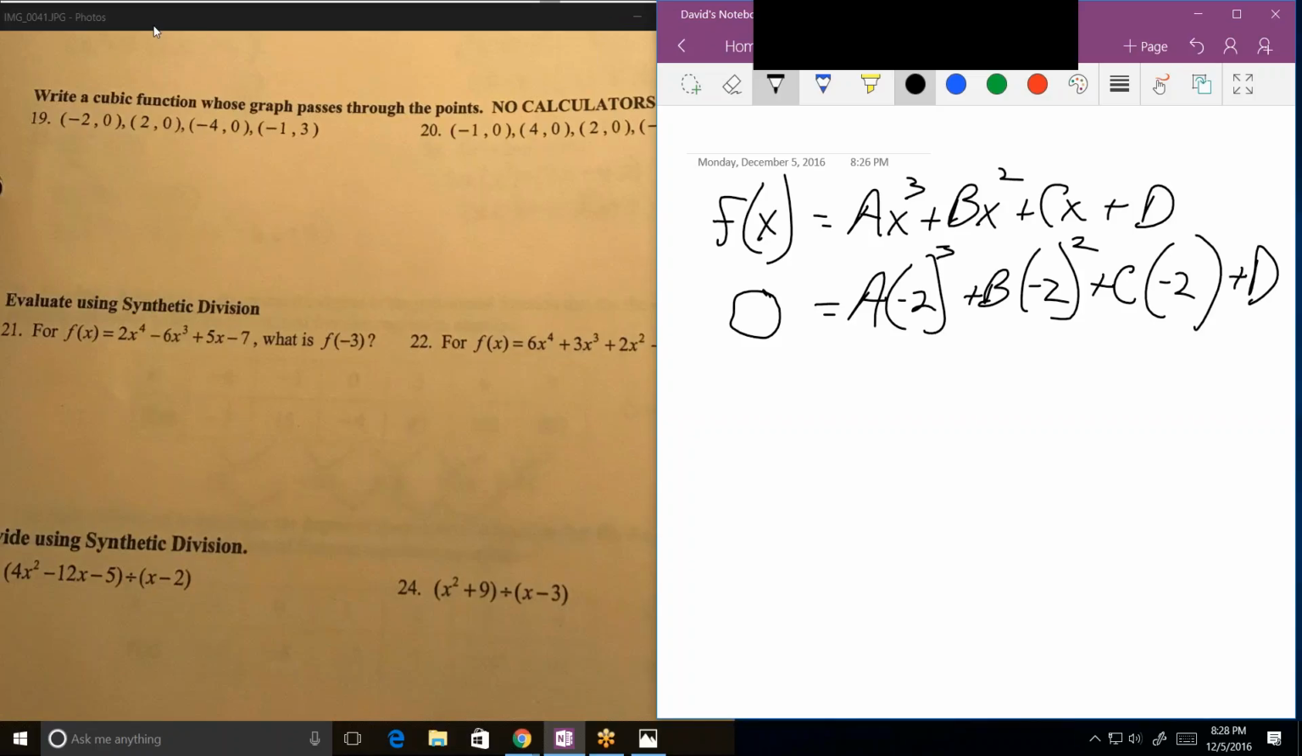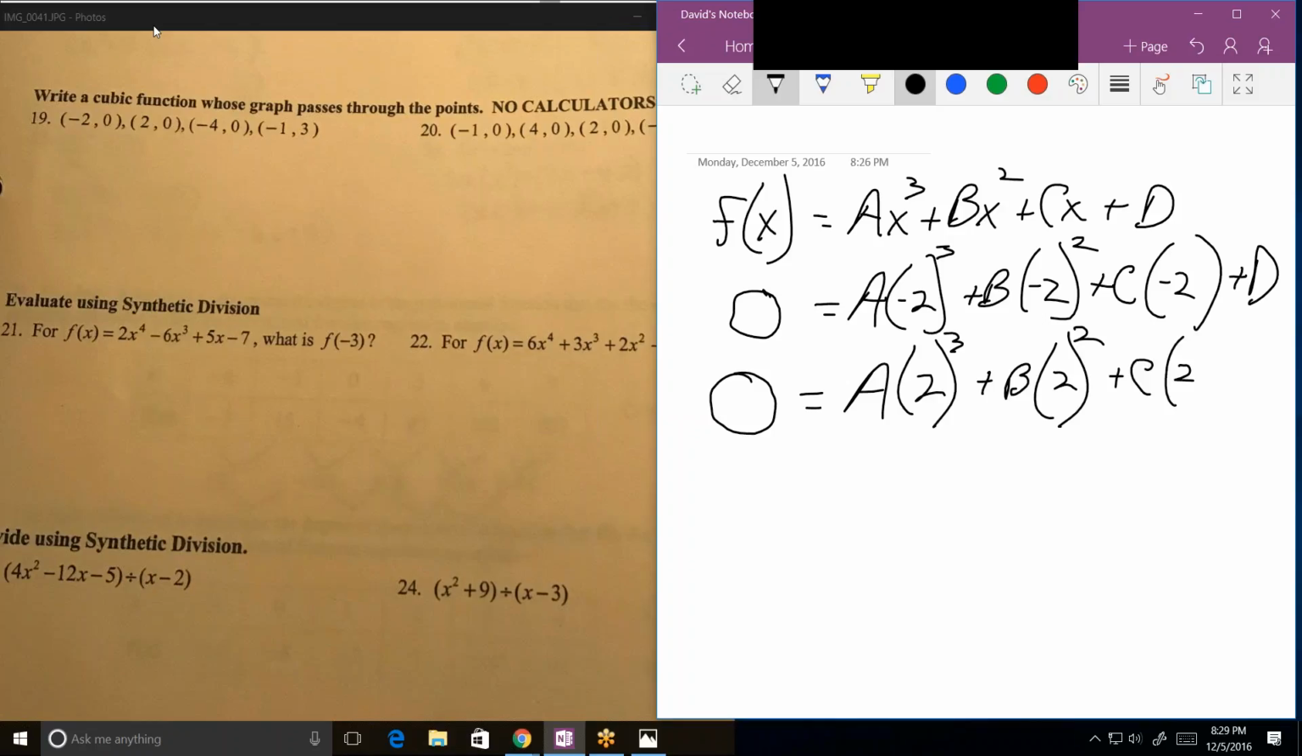Now, use the second point. You can see where this is going. We're going to end up with four equations and four unknowns. Our unknowns are A, B, C, and D. And then the third point, we get 0 equals A times minus 4 cubed, and so forth and so on.